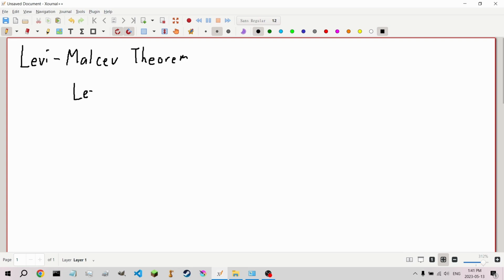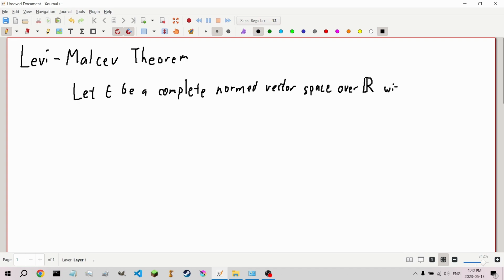We're going to let E be a complete normed vector space over the reals. It's over the reals and not is the reals. And it's going to have a continuous endomorphism, which we're going to call U.